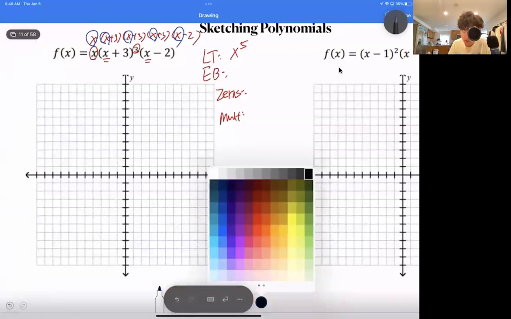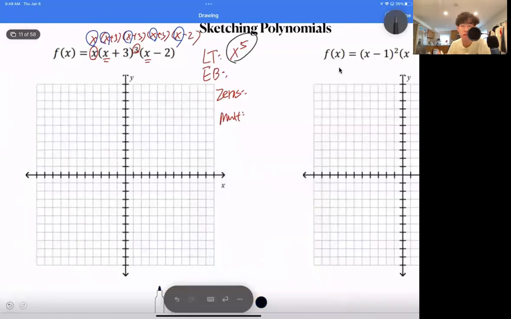Now for the end behaviors, x to the 5th means that it's odd and it's positive. So I know, going back to our notes, as x approaches negative infinity, y approaches negative infinity. And as x approaches positive infinity, y approaches positive infinity. So I can rewrite it like that, and that's my end behaviors, or the arrow signs if you prefer.